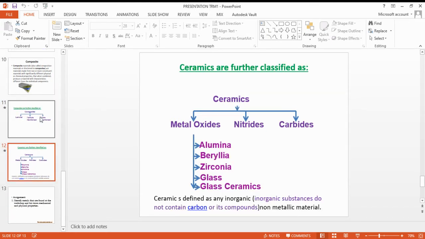Now, let's look at another category of material, that is ceramics. Ceramics can further be classified into three main areas. We have metal oxides, nitride ceramics, and carbide ceramics. Metallic oxides can be further categorized as alumina, beryllia, zirconia, glass, and glass ceramic. Glass ceramic is defined as any inorganic substance, that is, one that does not contain carbon.